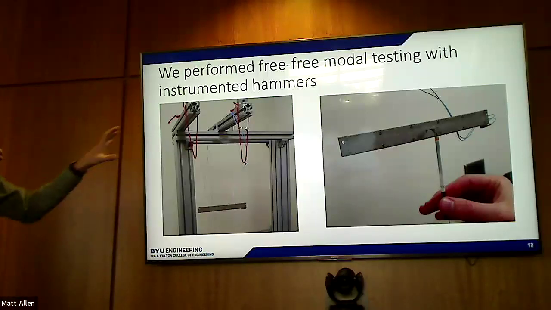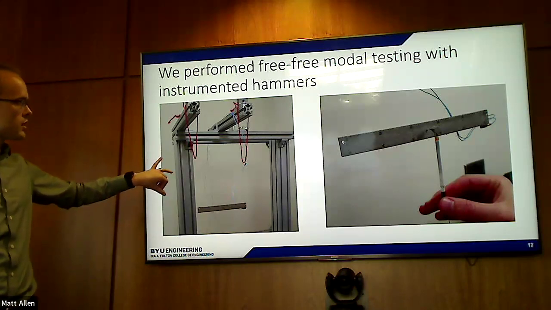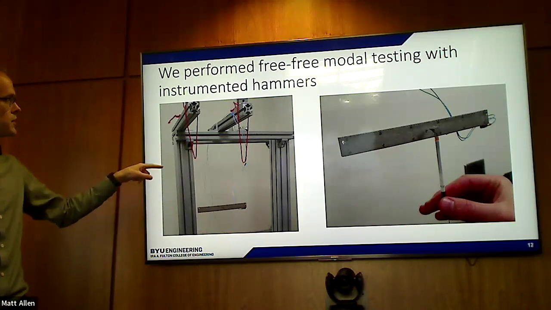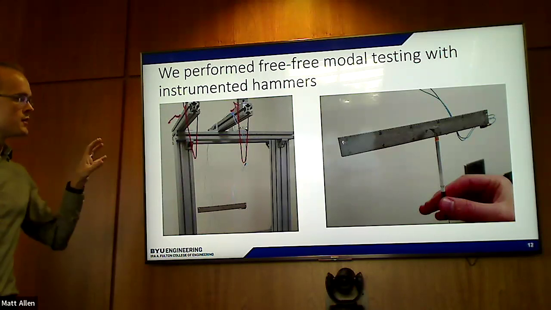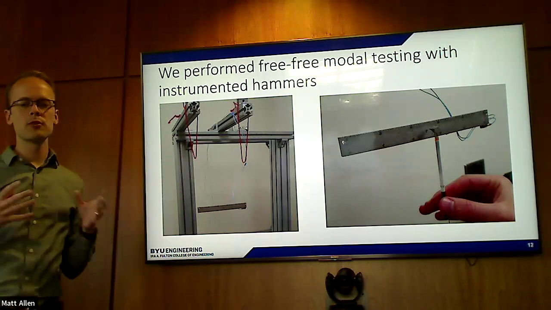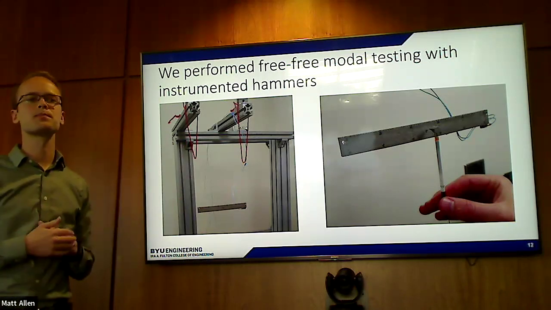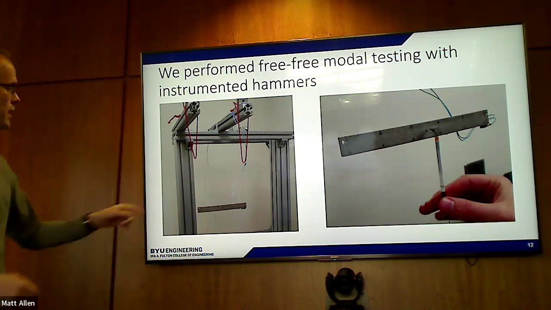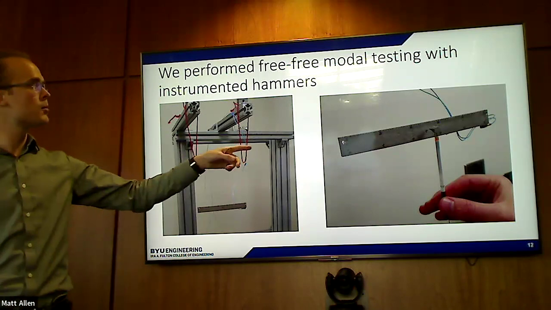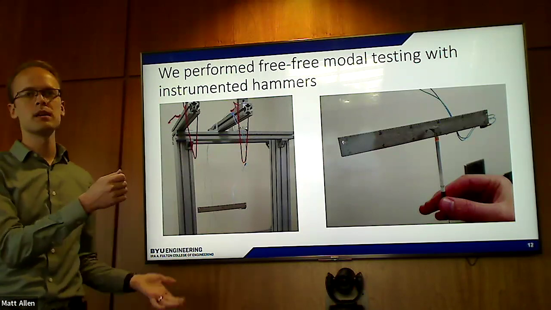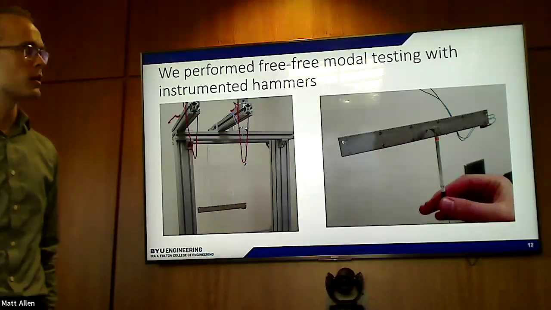So this is what our test setup looks like. We have the rectangular beams suspended from fishing line that then loops into loops of bungee cords. And the reason we do that is to simulate a very free boundary condition as if it were floating in space. And we have two accelerometers glued onto the corners, and then we use these instrumented hammers to tap the beam to measure both the input force as well as the acceleration response at the accelerometers.